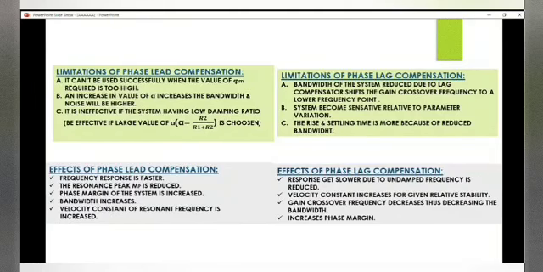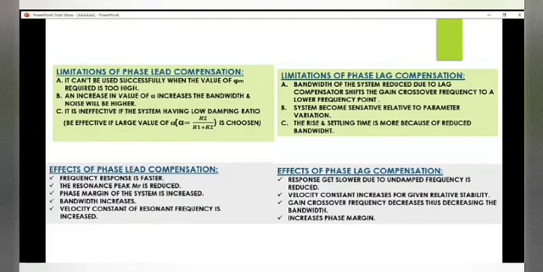On the other hand, the limitations of phase lag compensation: the bandwidth of the system is reduced because the lag compensator shifts the gain crossover frequency to a lower frequency point. Second, the system becomes sensitive relative to parameter variation. The rise and settling time is more because of the reduced bandwidth.